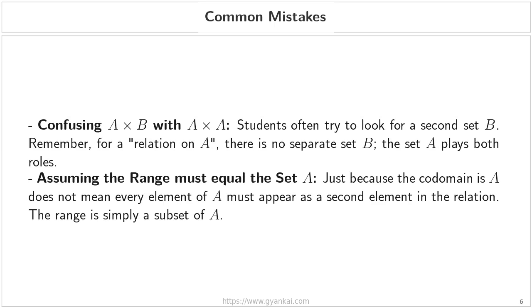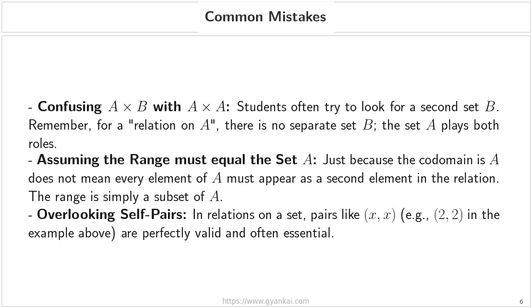Second, please do not assume that the range must be exactly equal to the set A. It is a common misconception to think that every single element from our original set must appear as the second element in our ordered pairs. In reality, the range is simply a subset of A, as we saw in our numerical example with the sum equaling 4. Some elements might not appear in the second position at all, and that is perfectly fine.